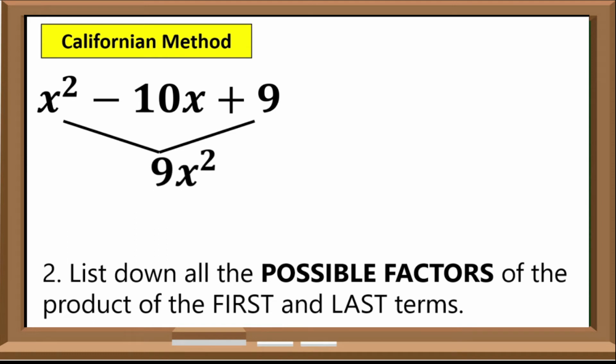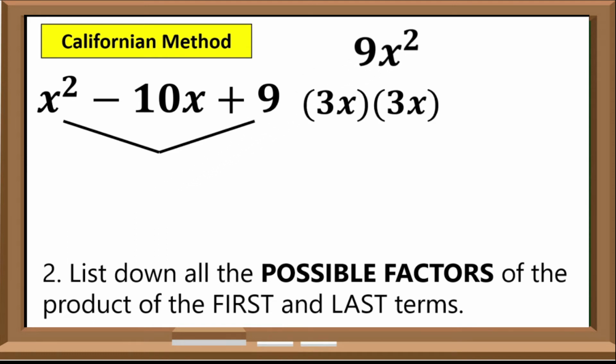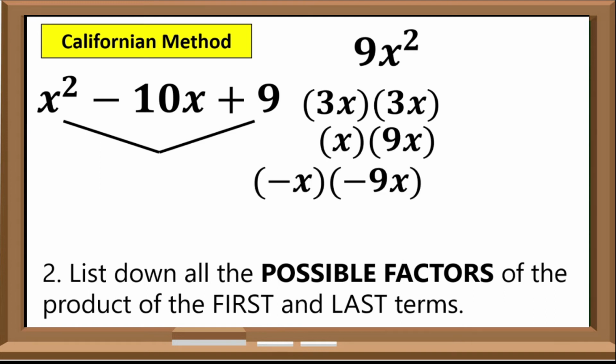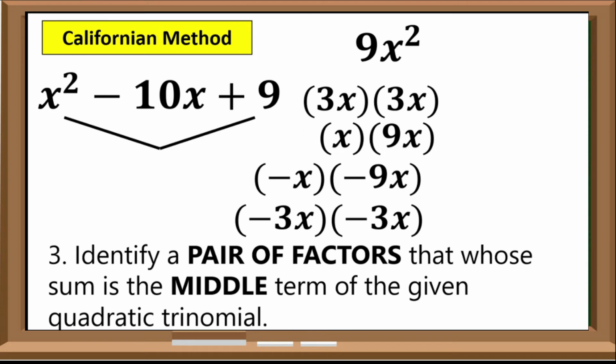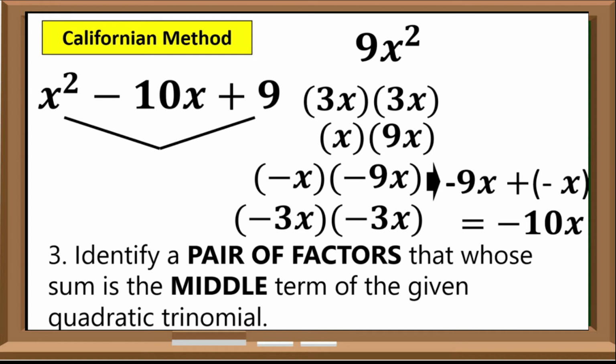The possible list of factors of 9x squared are 3x times 3x, x times 9x, negative x times negative 9x, and negative 3x times negative 3x. Third step, identify a pair of factors whose sum is the middle term of the given quadratic trinomial. Among the list of factors, negative x times negative 9x, whose sum is the middle term, which is negative 10x. That would be negative 9x plus negative x, is equal to negative 10x.